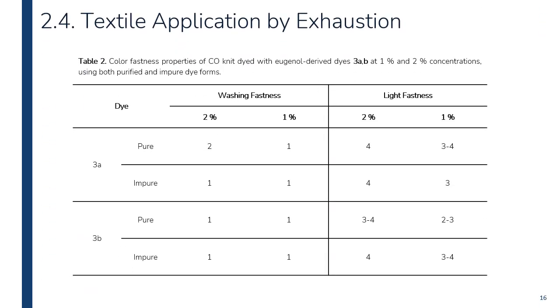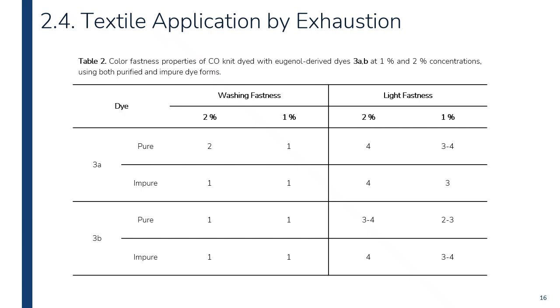After confirming the application of the dye to the cotton fabric, washing and light fastness were evaluated. These results showed low washing fastness, ranging from 1 to 2 on the grayscale, with no difference between the pure and impure forms of the dyes 3A and 3B. This may be attributed to the nature of azo dyes and the absence of fixative agents during the dyeing process.